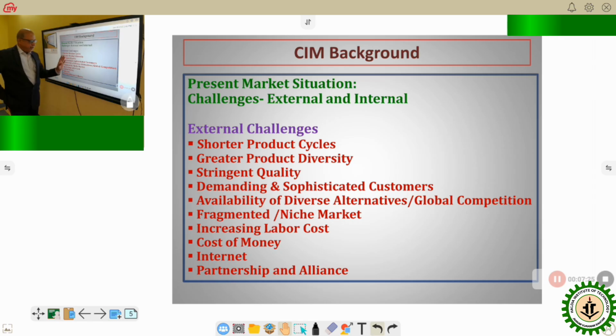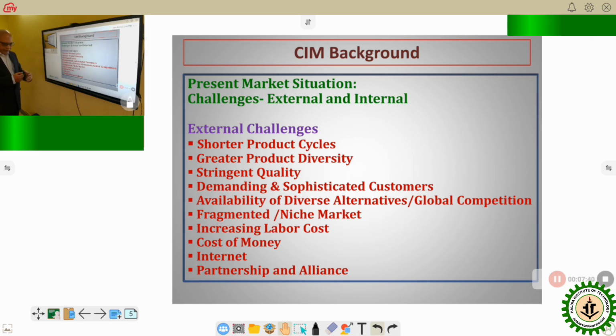Availability of diverse alternatives, global competition. See, the current day market is basically a globalized market. So unless and until all these quality and performance requirements are satisfied, it is very difficult to sustain and to attract the customer in the global market competition.